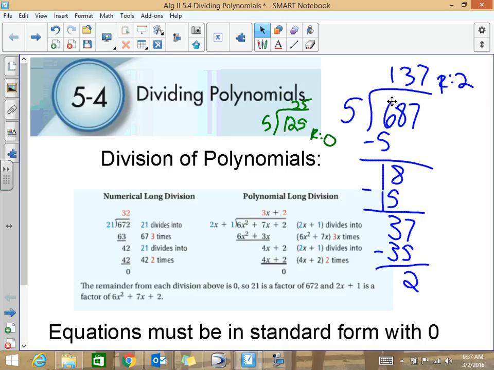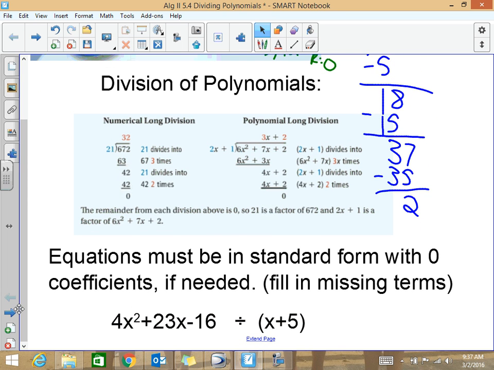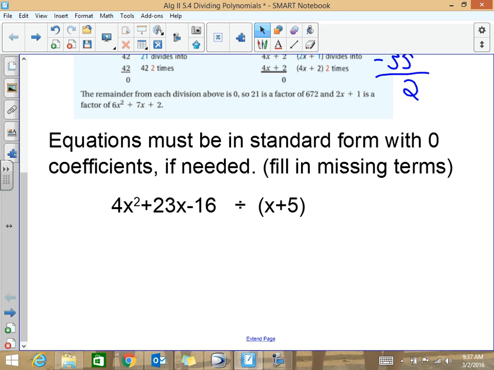Okay? So this first little slide is just from the book, and it goes through numerical long division and polynomial long division. So we're going to go through this a little bit ourselves. This little statement is a little bit early, but it says equations must be in standard form with 0 coefficients if needed. What that means is when we set up our problems, you want them in standard form, and if there's any degrees that are missing, you want to fill them in with zeros. Okay, it doesn't really apply to this problem. It will in a little while. Okay, but just keep that in mind. I'll talk about it when it actually happens.